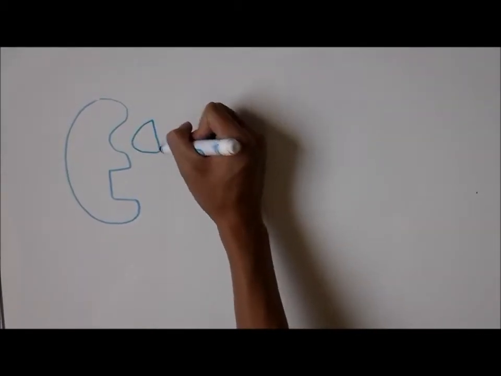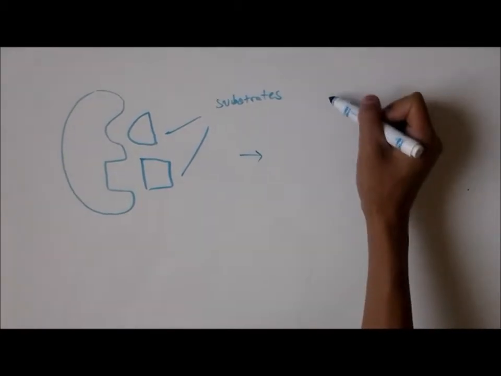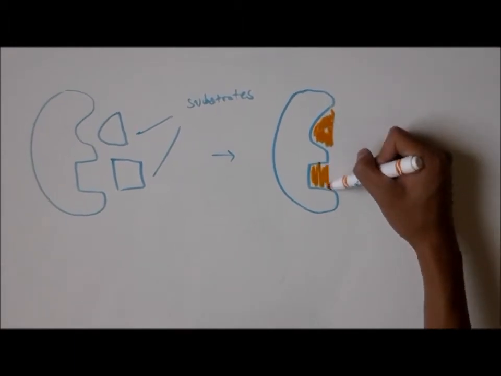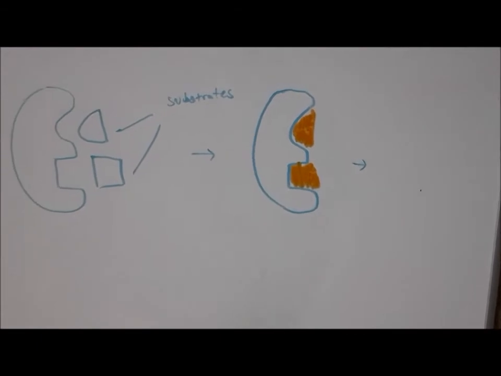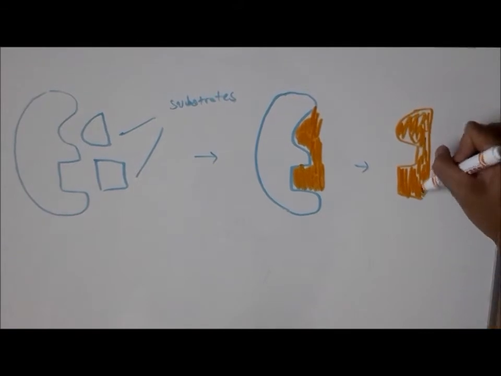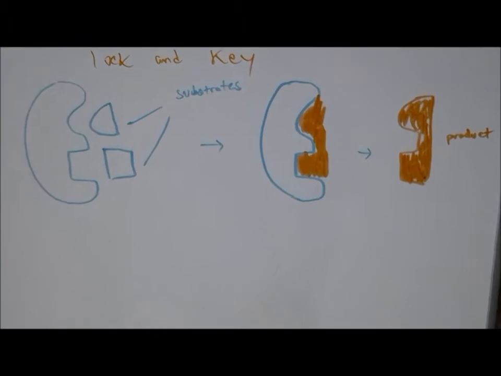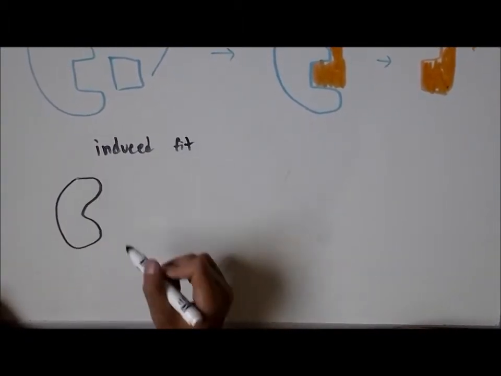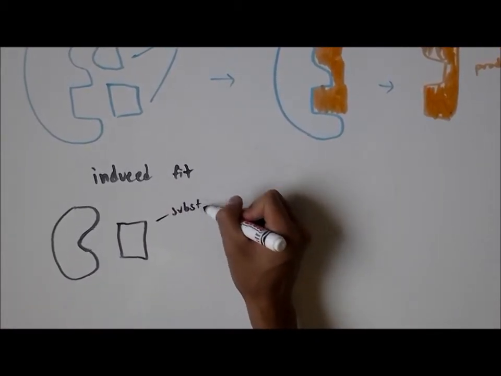Types of models. Different types of models for these enzymes include lock and key, where the substrate fits the active site like a lock and a key. Induced fit, where the substrate enters the active site and it changes the shape for the substrate.